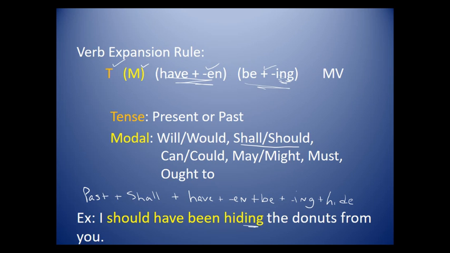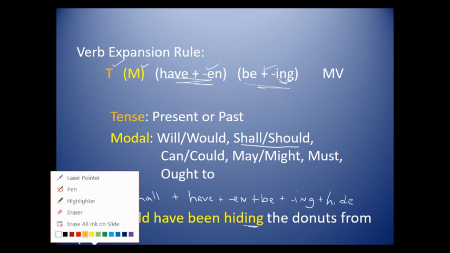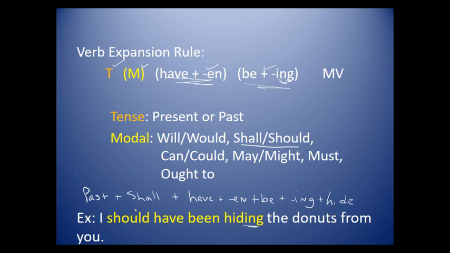All right, so change it over to orange. Let's glue it together, see if it actually works. Because right now I have it as shall, have, past of shall plus have plus en plus be plus ing plus hide. All right, gluing it together. The past of shall is should. Remember, the tag goes with the next word. So have's all by himself.